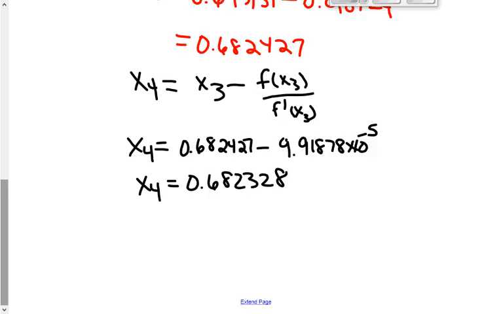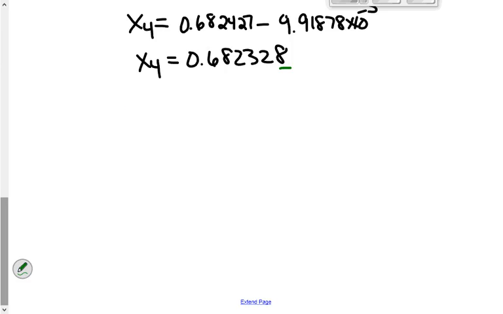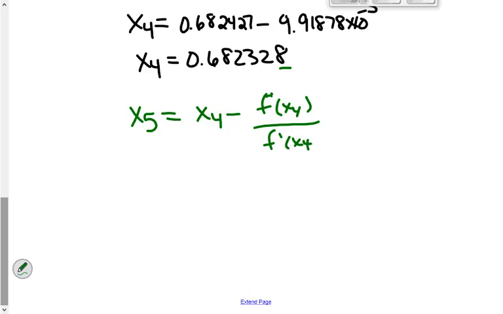Good. Now note, we're getting closer here. Our x3 and x4 are only differing in that last decimal spot, that 6th decimal place. Okay? So let's go one more here. x5 is going to be x4 minus f of x4 over f prime of x4. And you work on it.